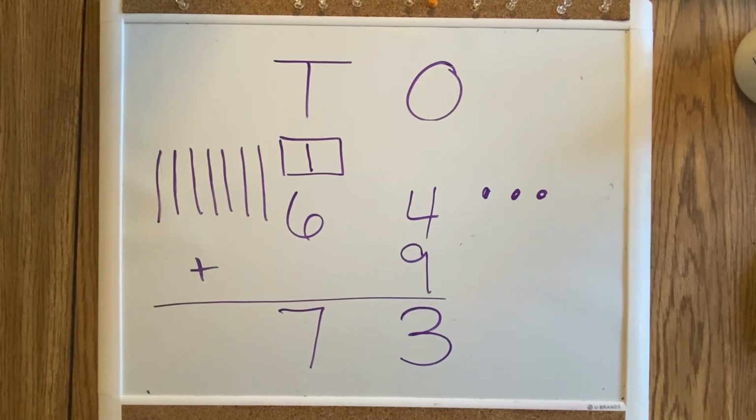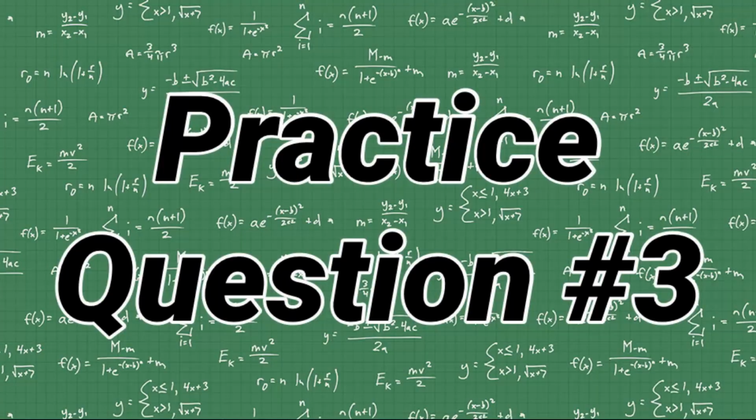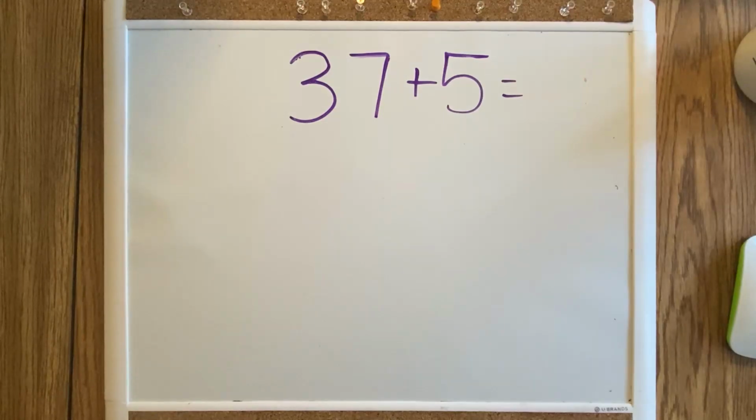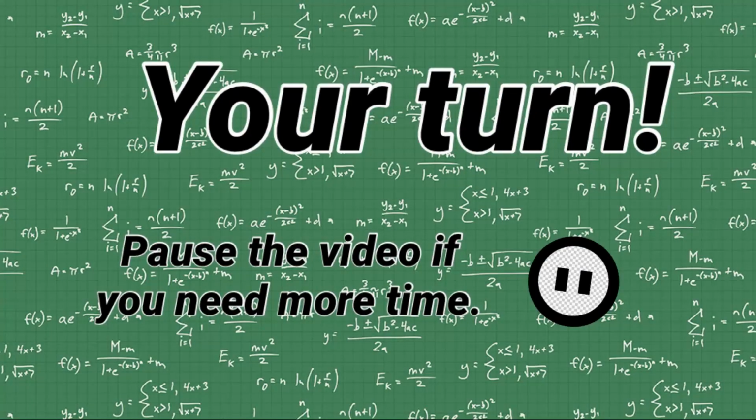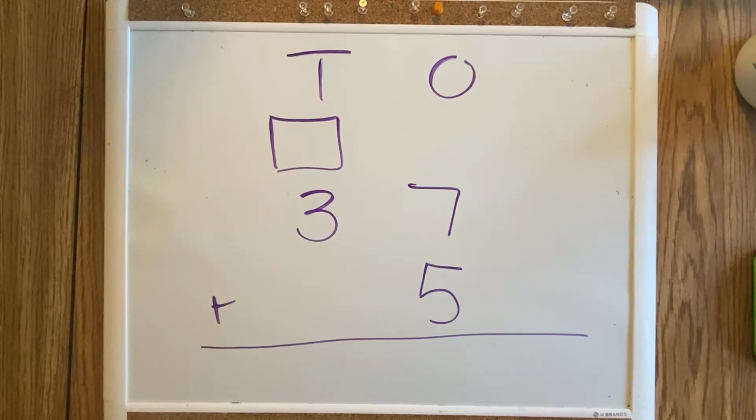Nice work following along. Get ready for our last question. Here's our last practice question. 37 plus 5. Pause your video and see if you can write the number sentence going vertically or stacked. Don't forget that regrouping box. Does your number sentence look like mine? Let's get ready to solve.